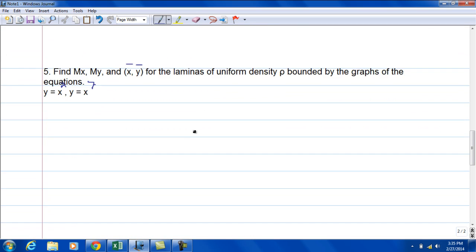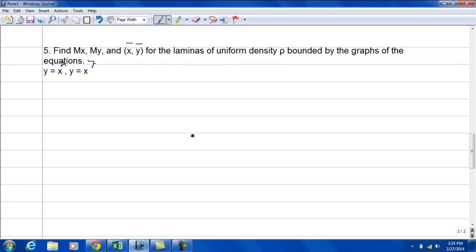And the next one we're going to do here is find Mx, My, and x bar, y bar for the lamina of uniform density rho, bounded by the graphs of the equations y equals x squared, kind of hard to see that, and y equals x to the 7th. Should we write those?